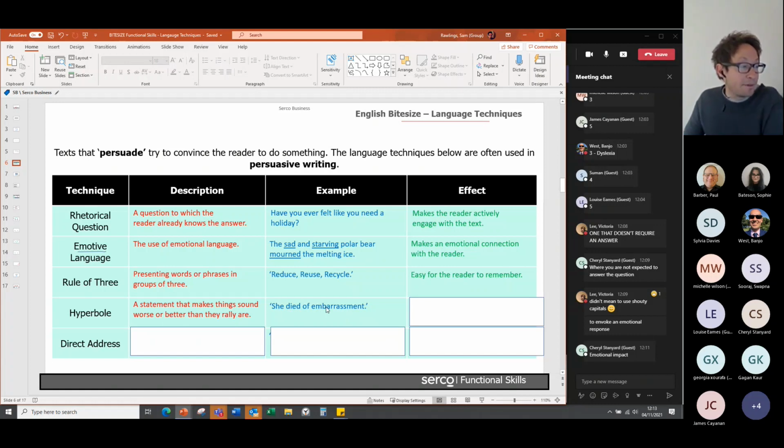The mistake people often make with this is that they might read a sentence and it will say the food was terrible, and then they'll highlight terrible and say that's hyperbole.